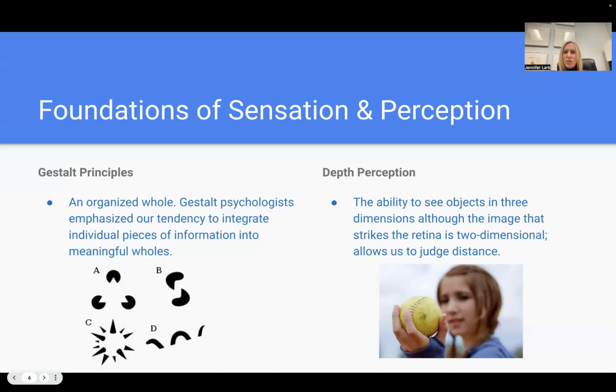Another area that psychologists look at is depth perception. This is something we definitely all take for granted unless something's going on with our depth perception system. Depth perception is the ability to see objects in 3 dimensions, even though the image that strikes the retina from the environment is 2 dimensional. But our eyes adapt for that, and that allows us to judge distance. So it's super important that we have that ability. This ability develops around 6 to 9 months old, and I'm going to tell you next time in class about a fascinating experiment that helps psychologists figure that out.